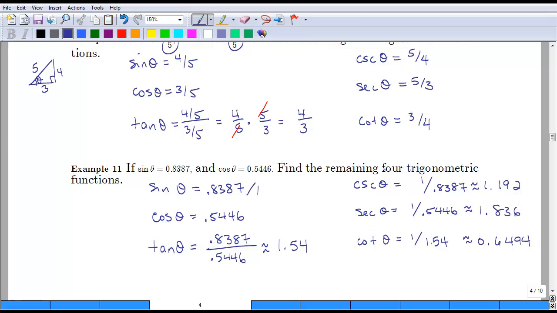And for cotangent, we can either take the reciprocal of tangent, or we can take this as being cosine 0.5446 divided by sine 0.8387. Either way, you end up with the same decimal approximation of 0.6494.